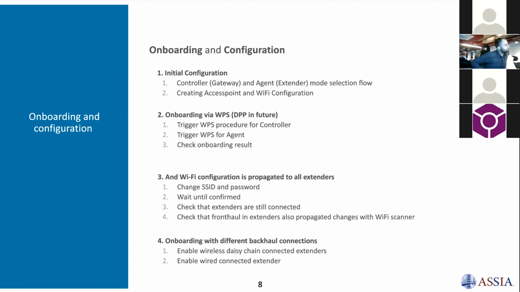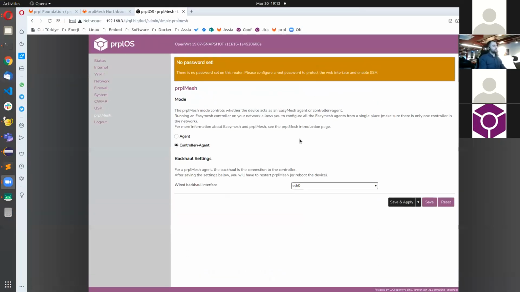This is the initial configuration part. When you buy lots of different boxes, you need to set the controller on one box, but you will use the other boxes as agents. Most of the time, the devices will come in agent mode, not controller mode, but you need to set the gateway itself. So let's see how it is done in prplMesh.